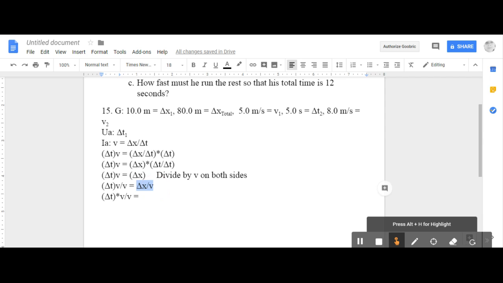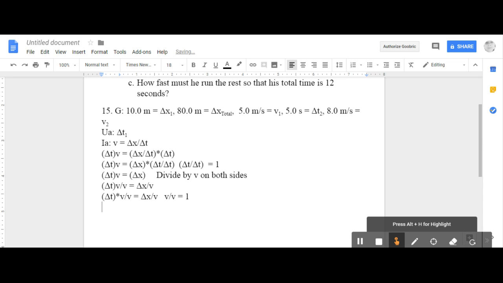So the same thing is going to happen here with v divided by v, right? Just like delta t divided by delta t, right? Delta t divided by delta t is equal to 1. So the same thing is true. V divided by v equals 1. So, right, if I have 4 divided by 4, that's 1. 10 divided by 10, that's 1. V divided by v, that's 1.